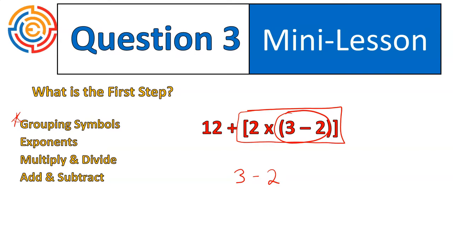I'm not asking you to solve this expression. It's kind of a complex expression for a 6th grader first learning the order of operations. You could solve it if you feel comfortable with it, but in this question, all I'm saying is what is the first step? So our answer is 3 minus 2.